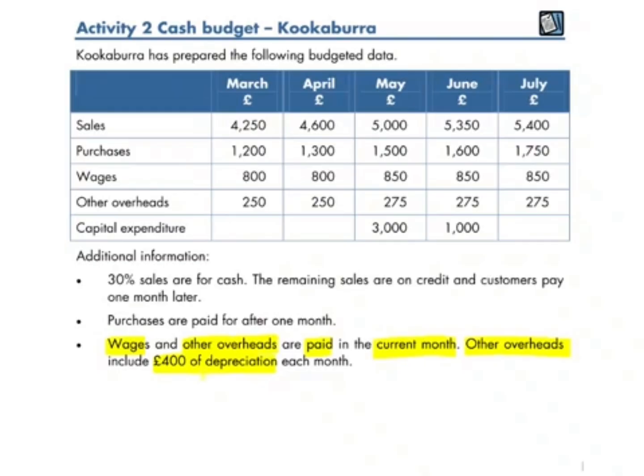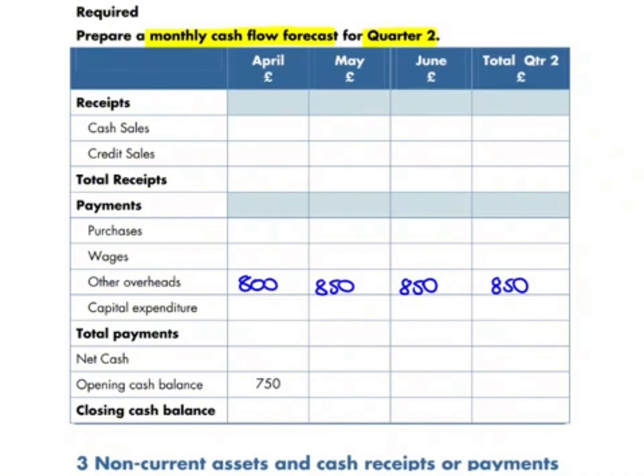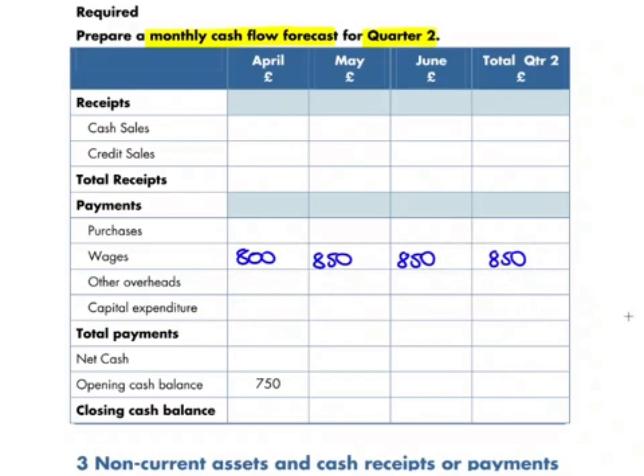The wages, on the other hand, are straightforward. We have wages every single month, and all we have to do is simply copy what's in the operating budget into the cash budget. So our wages, let me quickly move that up to the correct line. There we go, one above it. They're going to be £800 in April, £850 in May, £850 in June, and that gives us a total of £2,500 in the quarter.